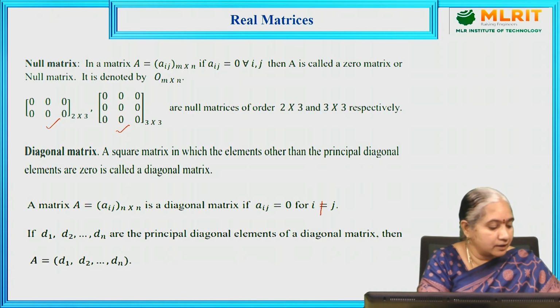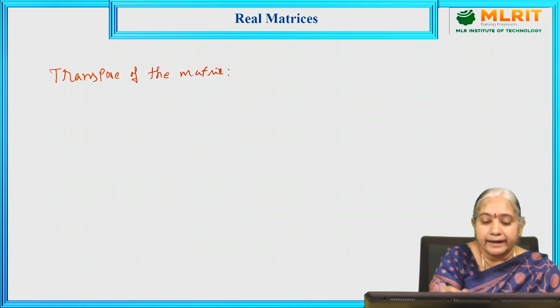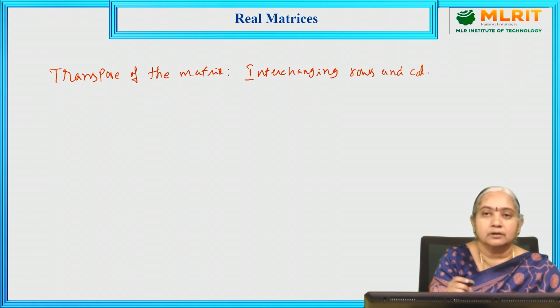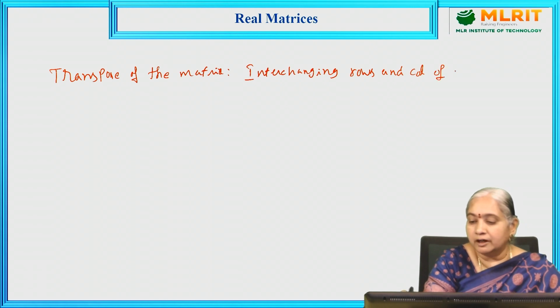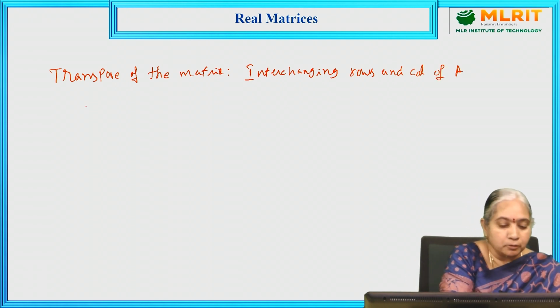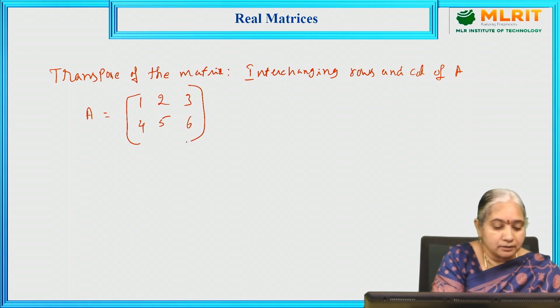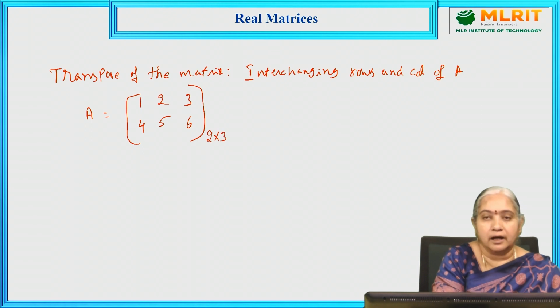Transpose of the matrix is defined by interchanging rows and columns of a given matrix A. Let us take an example, A equal to 1, 2, 3, 4, 5, 6. Here, the order of the given matrix is 2 by 3, 2 rows and 3 columns.